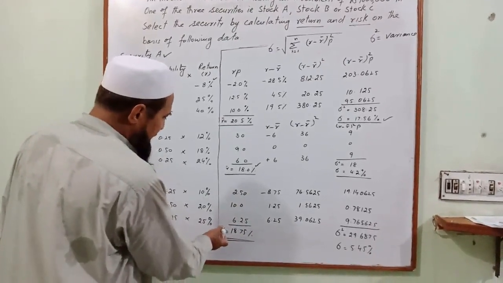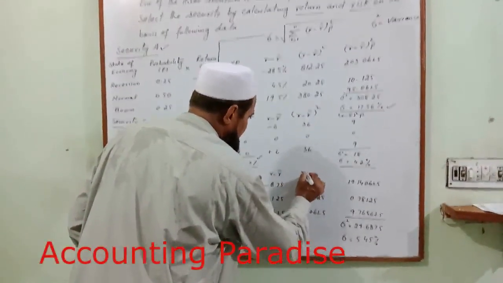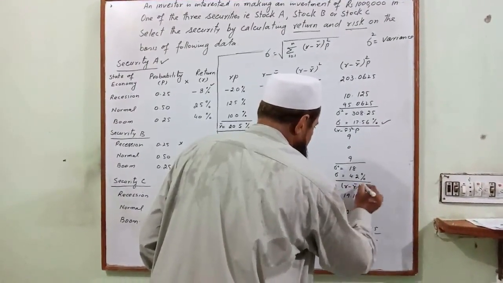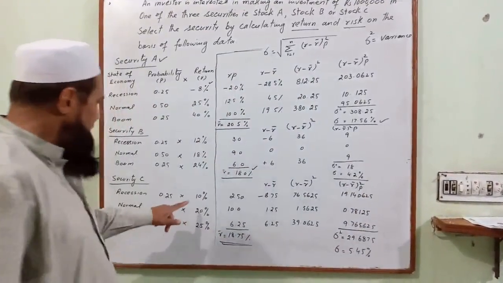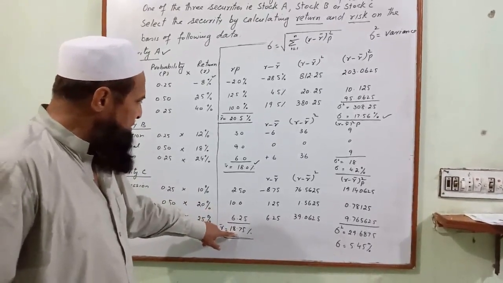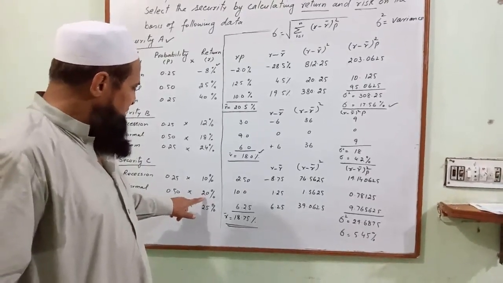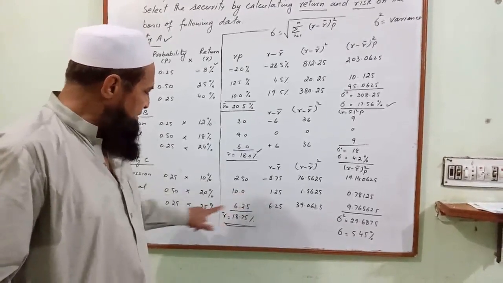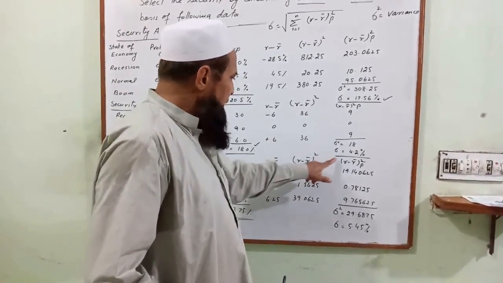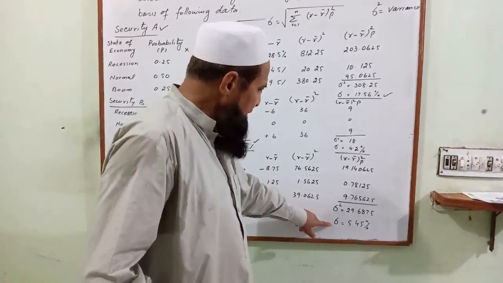The same is the third case. Here is r bar, this is r minus r bar, this is r minus r bar whole square, and this is r minus r bar whole square into probability. In the same case, 18.75 is the r bar; 10 minus 18.75 comes to minus 8.75. Then we subtract from the others, we get this. When we square this, the calculation comes to this, and when we multiply by probabilities, the figures come to this, and this is variance and this is sigma.